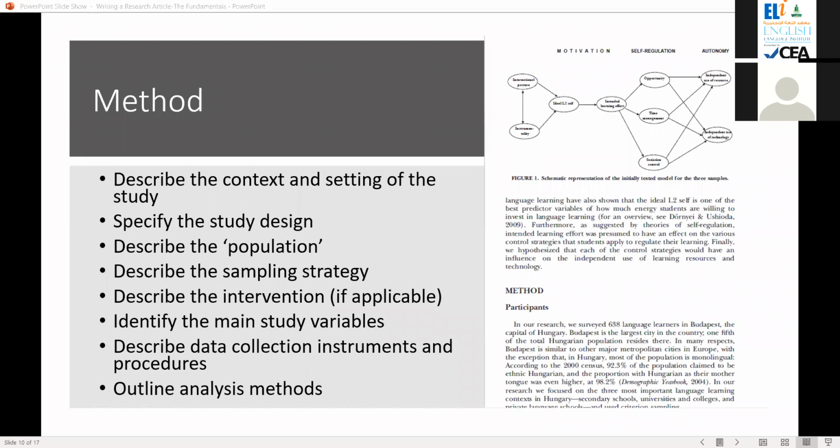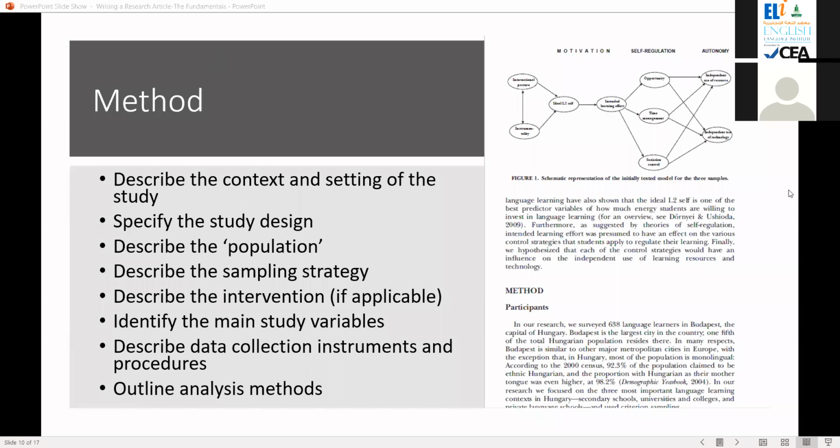So, population, your participants. It depends on which field you are in. If you're in science, it's completely different; you're probably going to look at plants, animals, I'm not sure. In social sciences, humans are the focus of your study. In this area, because it's about education and language learning, we talk about who the participants are, where they're from, how many participated in the research and so forth.